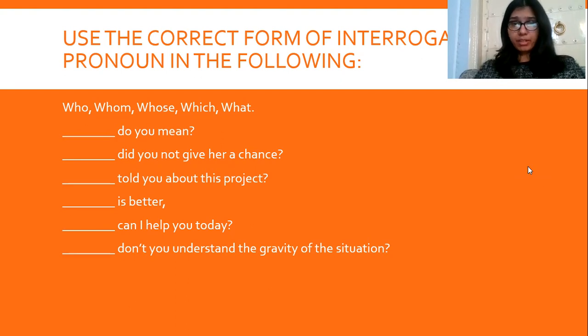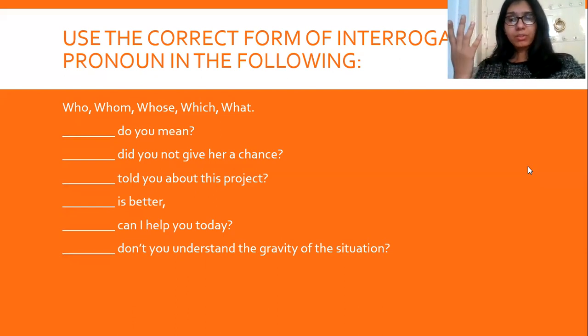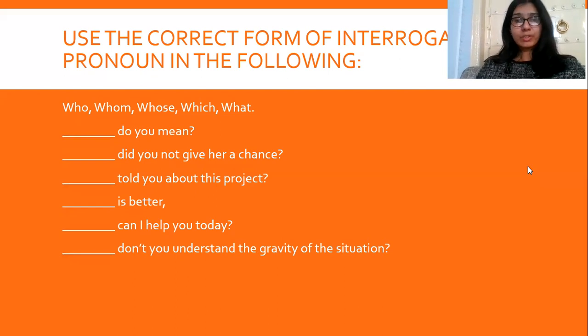How can I help you today? It's how. Why don't you understand the gravity of the situation? It's why. So it's not just the interrogative pronouns that are mentioned in the first line. We are using interrogative pronouns other than these. We are using how. We are using why. These are certain pronouns I've not mentioned in the first statement, just so that you know that we have pronouns that can be used apart from the hints that have been given to you in the first line, right?